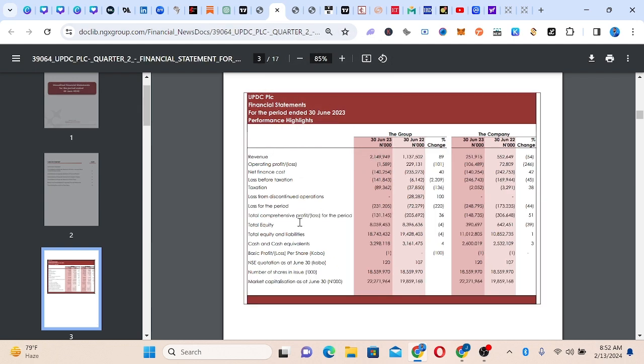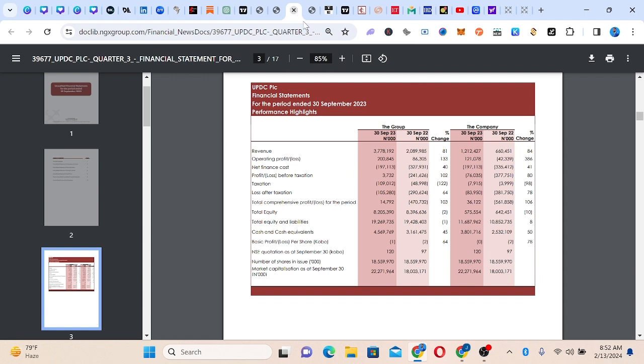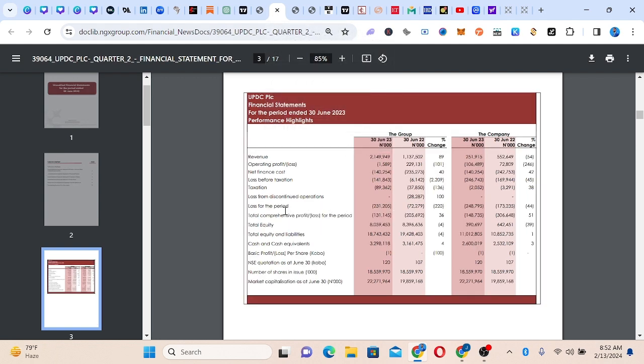So Q2, they have a loss of 231 million, and in Q2 of the same period last year, they had a loss of 72 million. So let's quickly look at the third quarter. In the third quarter, they have a loss after taxation of 105, and they had 290 in the previous year. So 105, you can see Q2, they actually had a loss for the period of 231 million. So you can see the difference.